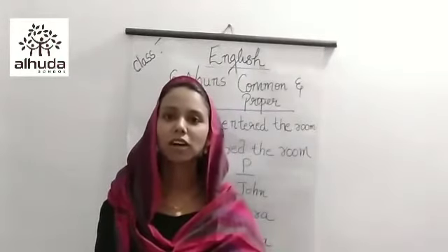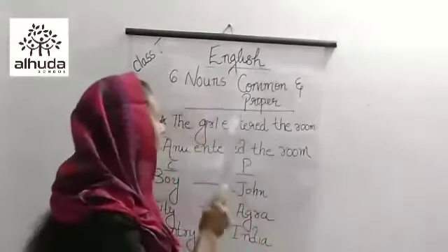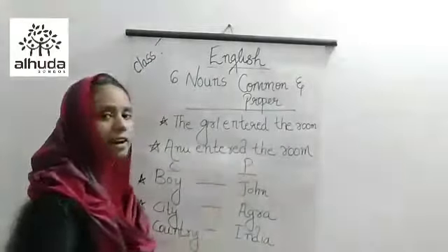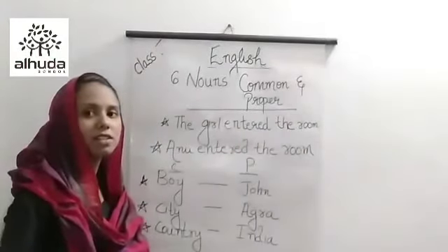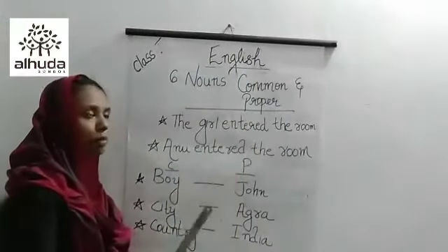Today we are going to learn about a new lesson from our grammar textbook. It is the sixth lesson. The title of the lesson is Nouns, Common and Proper. So what is the title of the lesson, children? The title of the lesson is Nouns, Common and Proper.